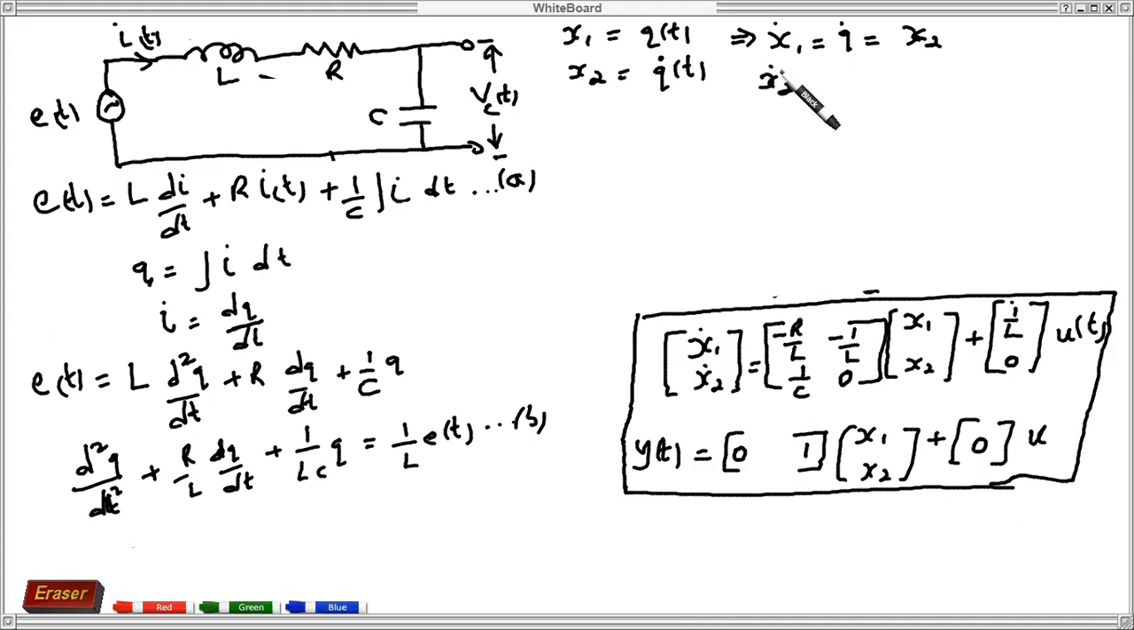Also, x2 derivative is the same as Q double derivative. From equation B, we can take Q double derivative as the subject of the formula, take all these terms to the right, and will form negative 1 over LC Q of t, but Q of t is x1, minus R over L dq/dt, but dq/dt is our x2, have that as x2, and then plus 1 over L E of t. But our E of t is our input, so we can write it as U of t.